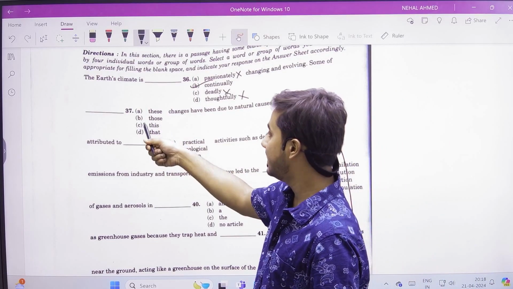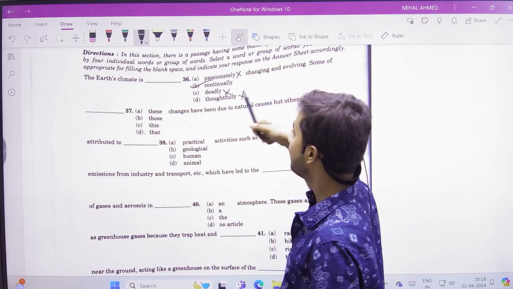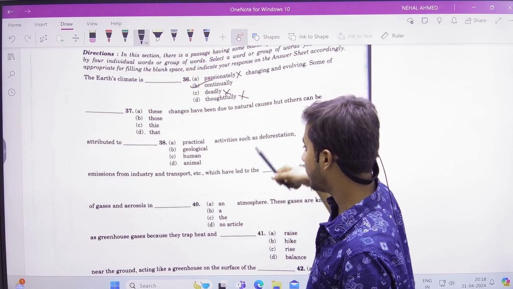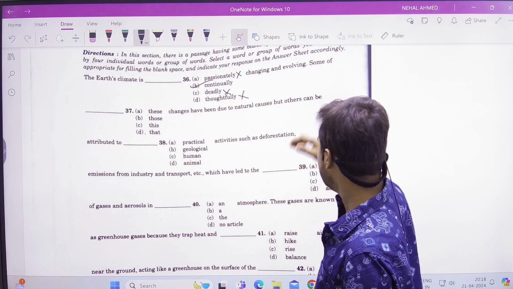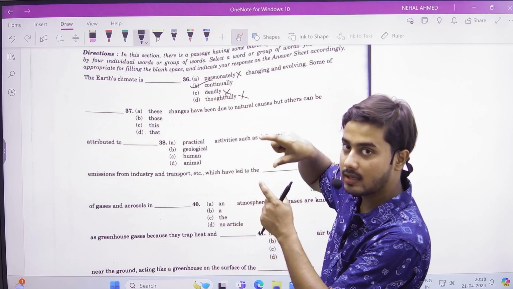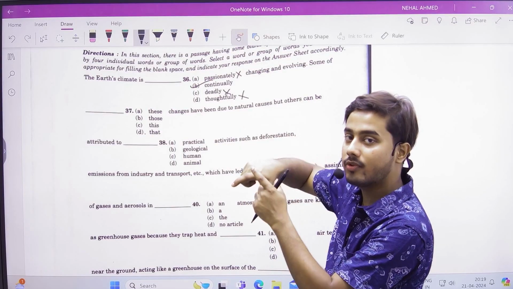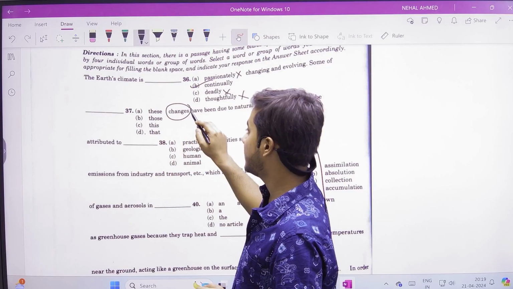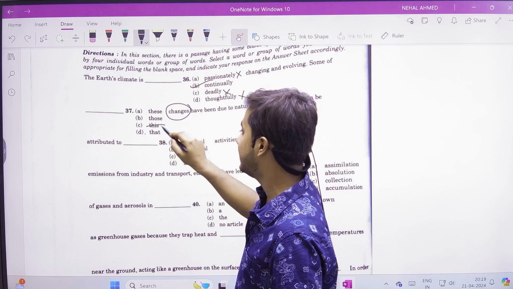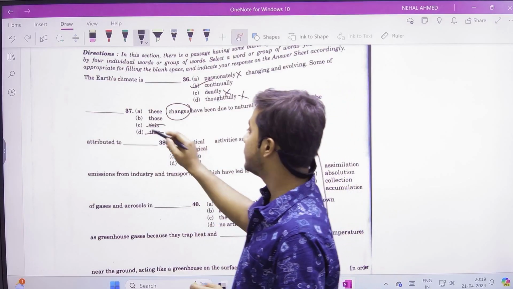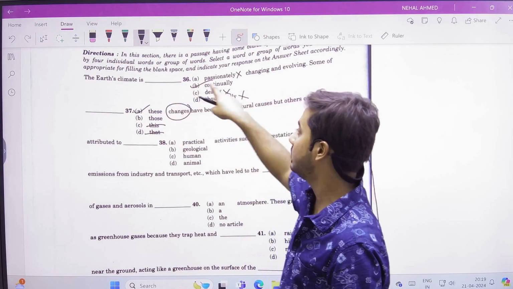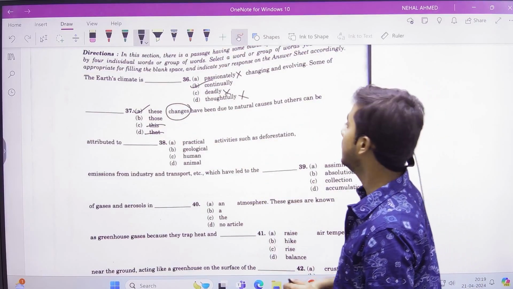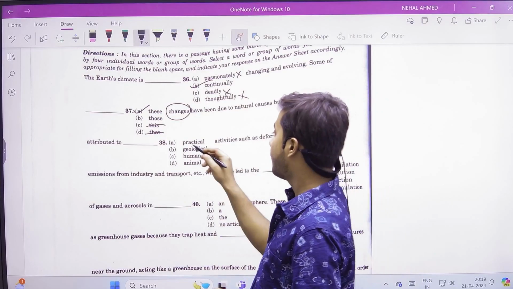You see, this and that is there, but there are changes. Earth's climate is continually changing and evolving. I've read here as well that it's changing, so it is not one thing; the changes are happening over and over again. Since this is in a plural form, this and that definitely are not going to be the option. It will be these, because we are speaking about the changes. These changes have been due to natural causes, but others can be attributed to practical activities.